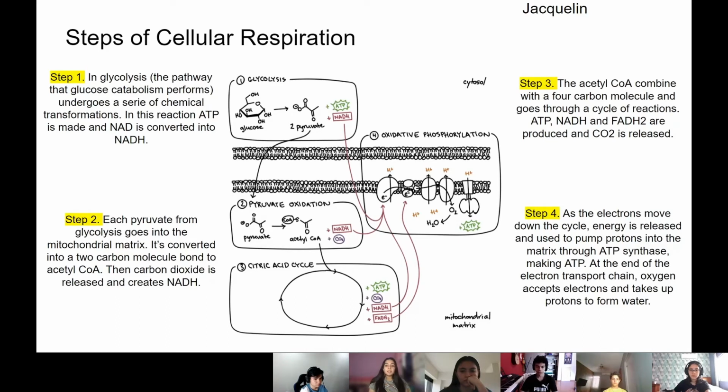Step 3. The acetyl-CoA combines with a four-carbon molecule and goes through a cycle of reactions. ATP, NADH, and FADH2 are produced and carbon dioxide is released. Step 4. As the electrons move down the chain, energy is released and used to pump protons into the matrix through ATP synthase, making ATP. At the end of the electron transport chain, oxygen accepts electrons and takes up protons to form water.